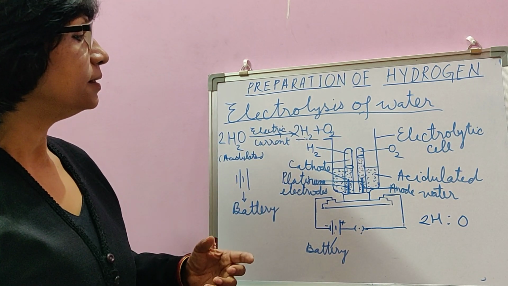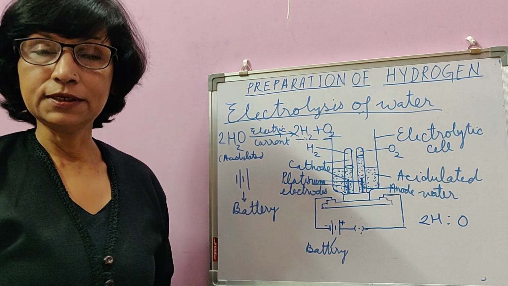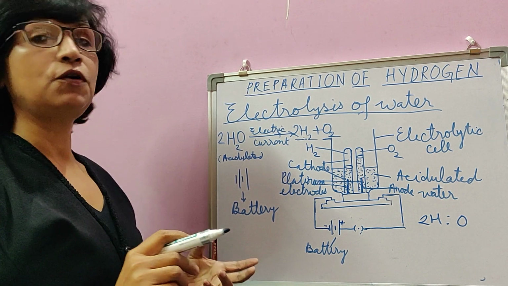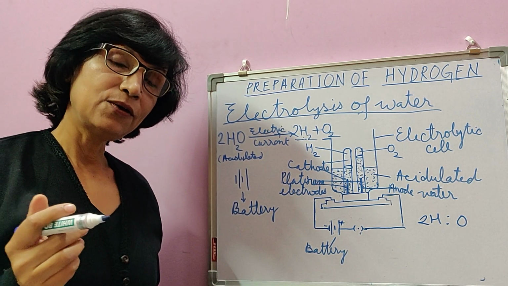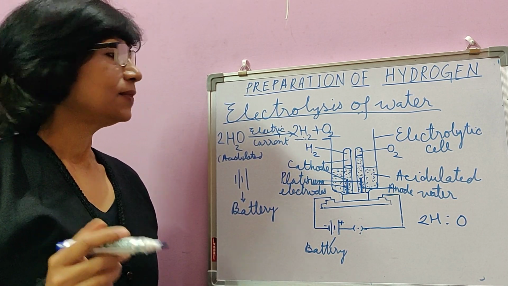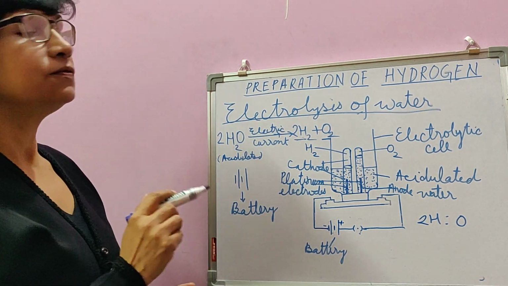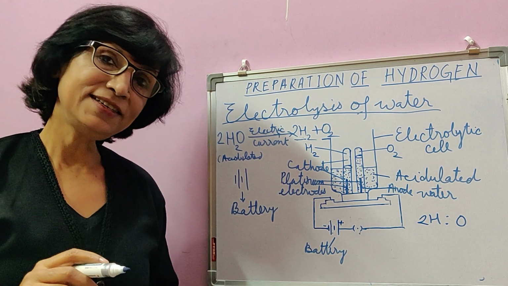So by this method we can prepare hydrogen, and as water is present in plenty, this method is used for preparation of hydrogen on large scale. In the next video we will discuss the method of preparation of hydrogen from acids and alkalis.